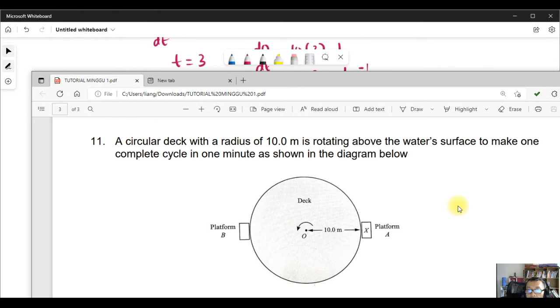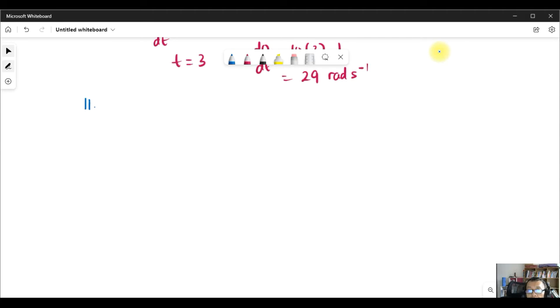So, angular velocity, the angle is 2 pi radian in 1 minute, 2 pi radian in 60 seconds. Angular velocity will be 2 pi radian divided by 60. That will give you 2 times 3.142 divided by 60, which is 0.1047 radian per second. That is A.